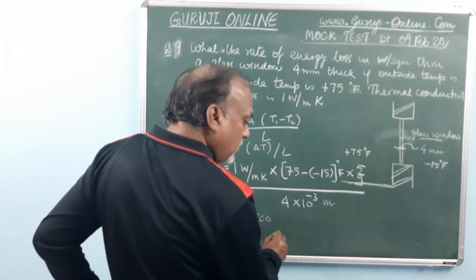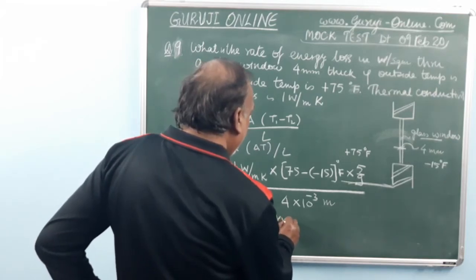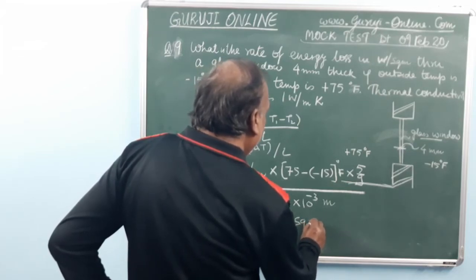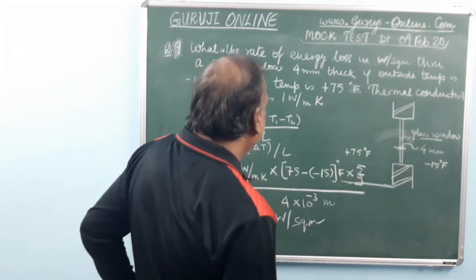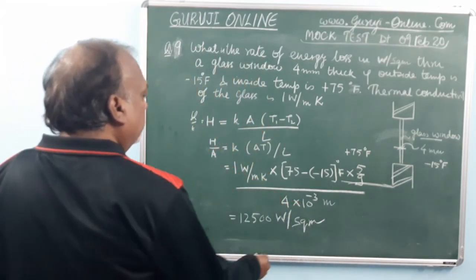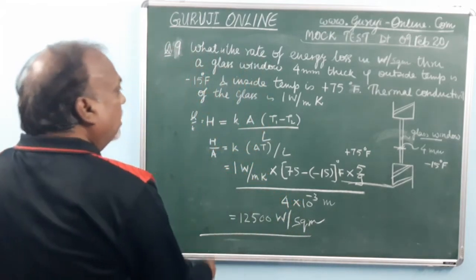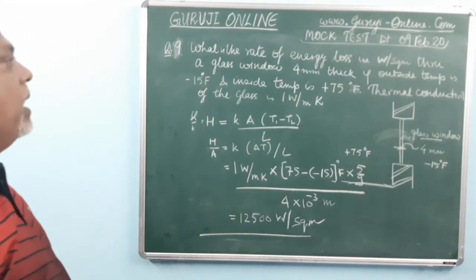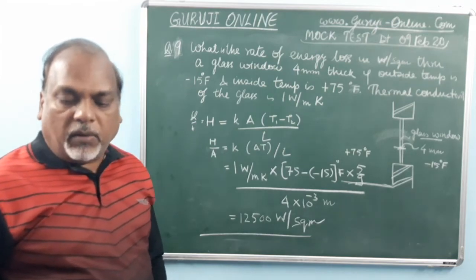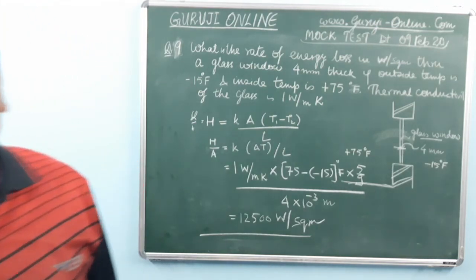So if you calculate this, this will come as 12500 watt per meter square. So this solves this problem. So we will go now to the last problem, that is our 10th problem.